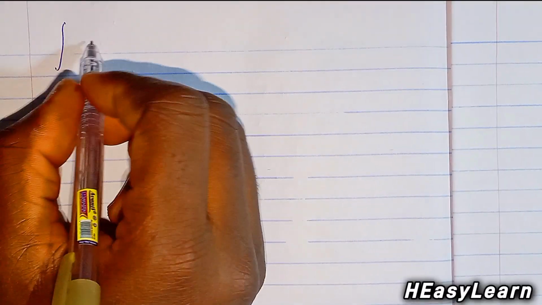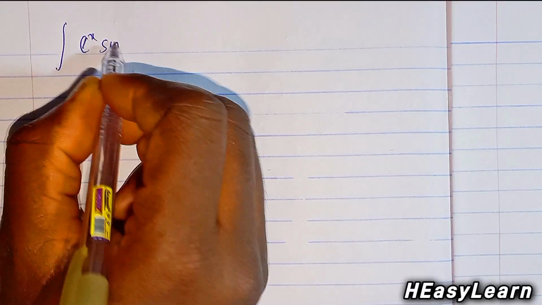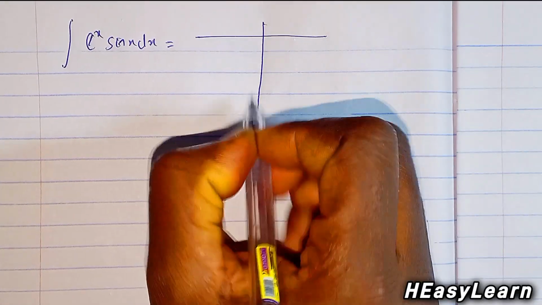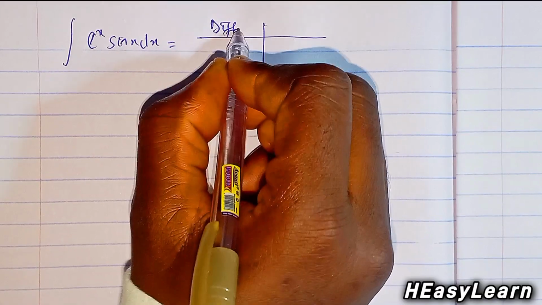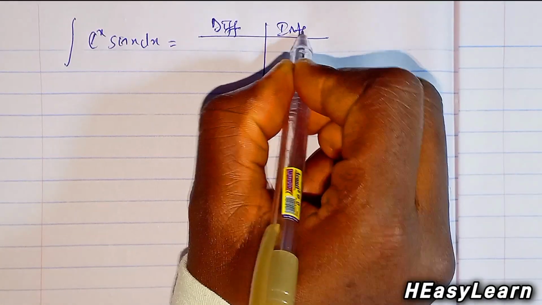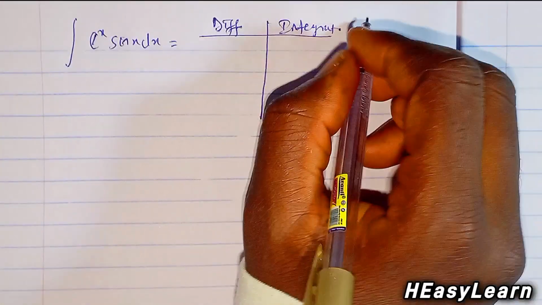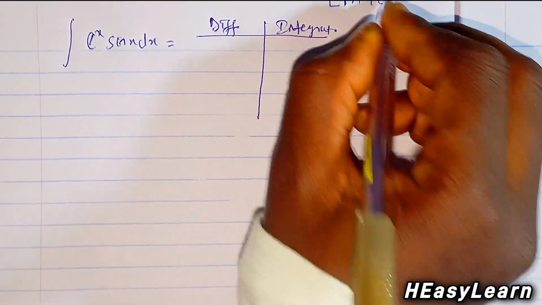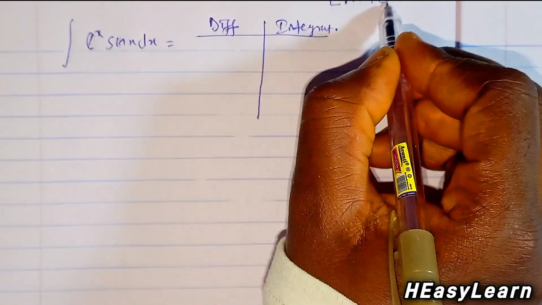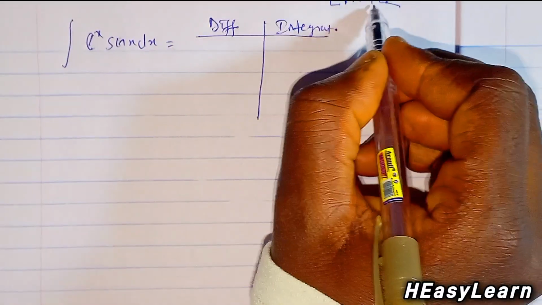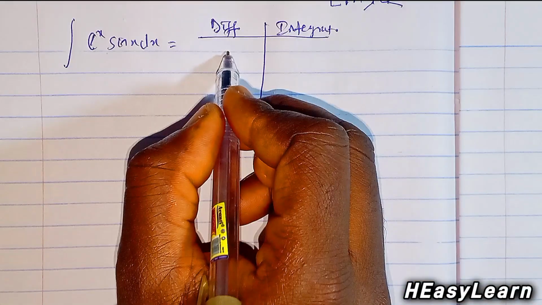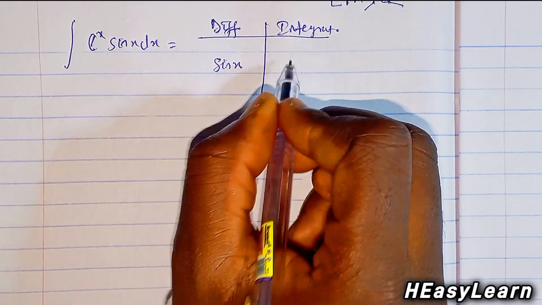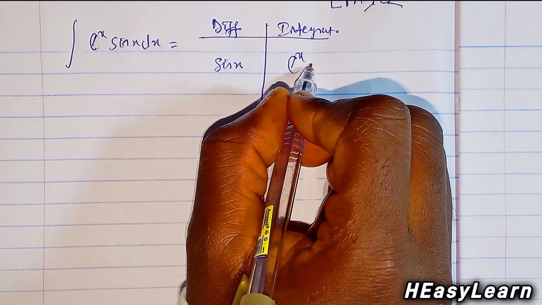What is going to be the integral of exponential x sin x dx? In this case, using tabular integration, the function here is going to be differentiated, and the function here is going to be integrated. We decide this using LIATE: the exponential function comes after the trigonometric function. So in this case, the first is the function to differentiate, and the second is the function to integrate.